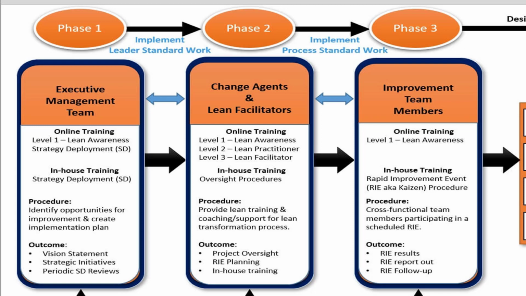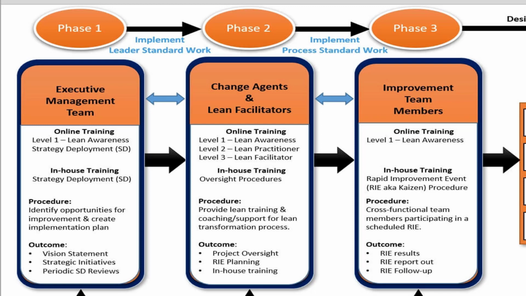And then in phase 2, we start to do the change agents and the lean facilitators. Now, the 3 levels of training that they would go through online, which means they can do that at any time that they've got spare time in their day. Level 1, lean awareness. Level 2, lean practitioner. And level 3, lean facilitator. The in-house training would be oversight procedures for them to understand what their responsibilities are in terms of oversight of the entire continuous improvement or lean transformation process. The procedure there is to provide lean training and coaching and support for the lean transformation process.